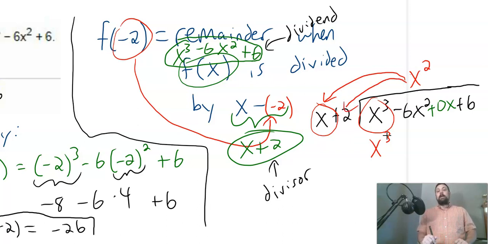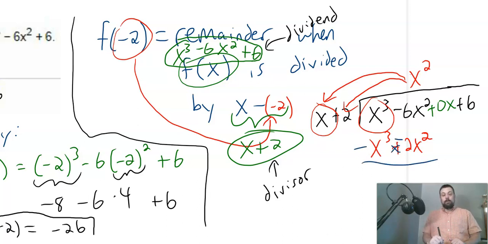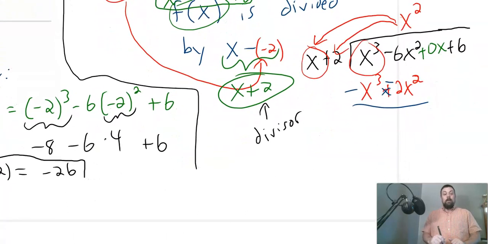X squared times x gives me x to the third power. X squared times 2 gives me 2x squared. Okay, let's try that again. Then, just like you do with long division of numbers, you subtract. So I'm going to subtract this from what's above it to see what's left over that I still need to manage. Because there's two terms, when I go to subtract, it has to be distributed. So I'm going to distribute that minus sign to both terms. And then you combine like terms.